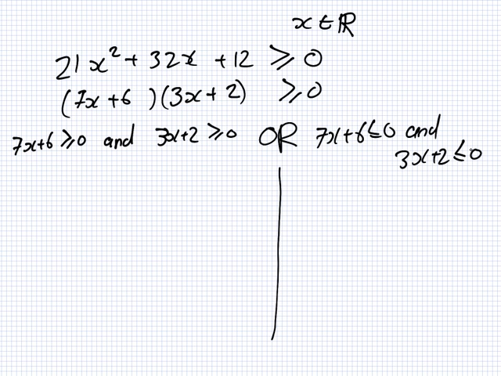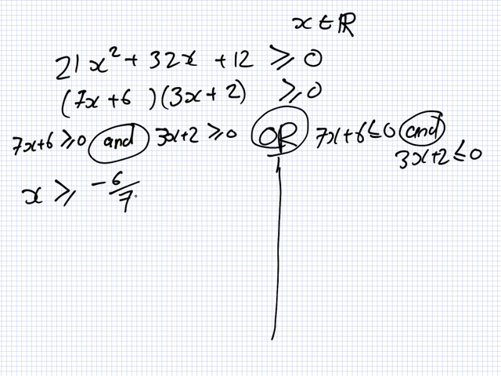Okay, so be careful with your words here. There's an or between these and an and between these. So here we need this and this to be true, or we need this and this to be true. So let's deal with the left first. That means x must be bigger than or equal to minus 6 over 7 and x bigger than or equal to minus 2 over 3.